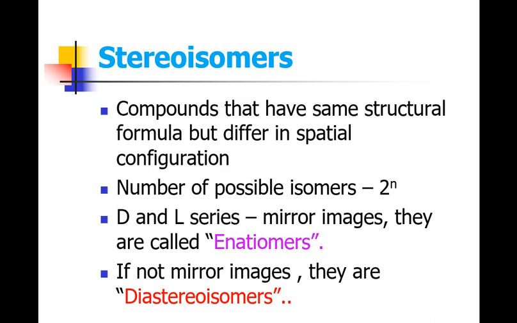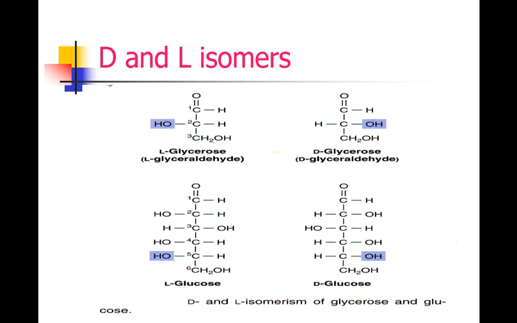And D and L isomers, if they are not mirror images, are called diastereomers. So stereoisomerism can be enantiomers or diastereomers. Enantiomers means both D and L isomers are mirror images. If they are not mirror images, they are called diastereomers. So stereoisomers need not be mirror images. They can be diastereomers also.